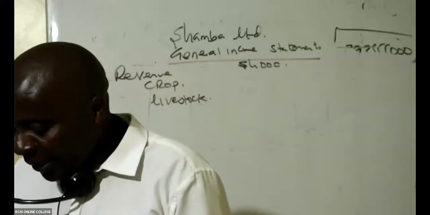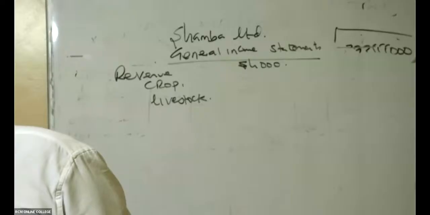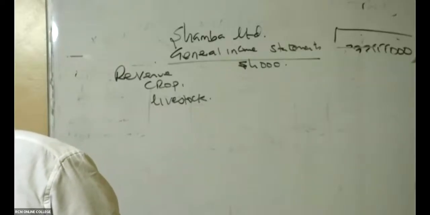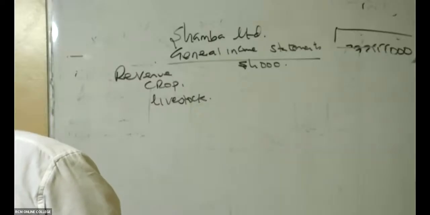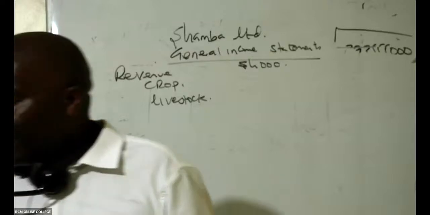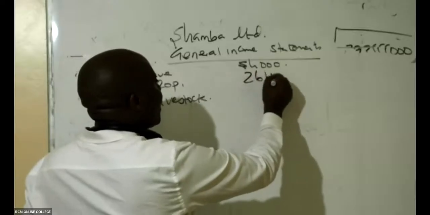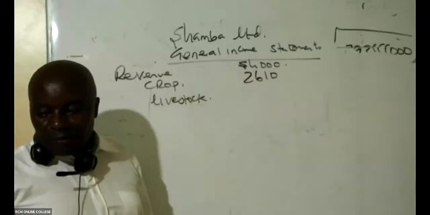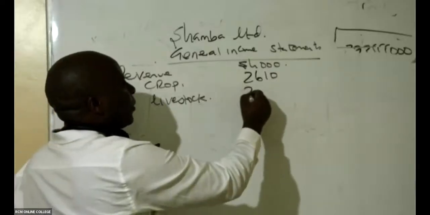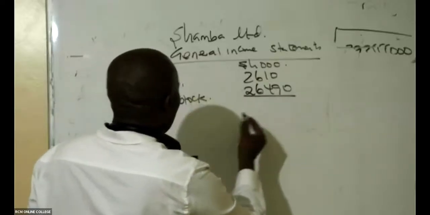So, ladies and gentlemen, please get hold of your question. If I get hold of my question, what am I saying here? That my revenue crop is 2,610. My revenue livestock, you guys are giving me a profit of 26,490. So can somebody give me the total revenue here?